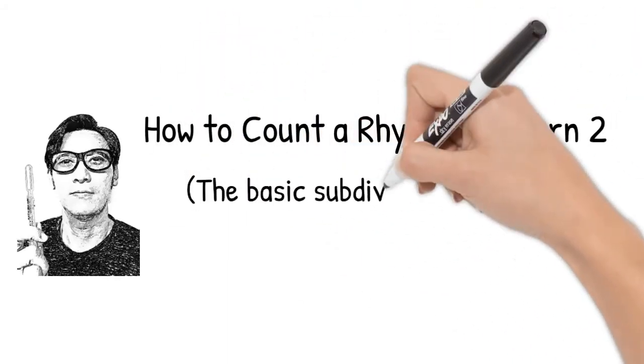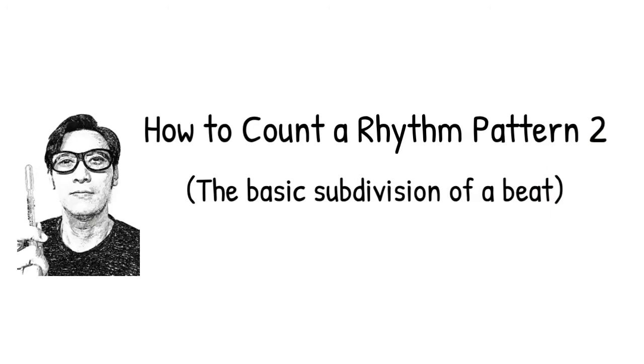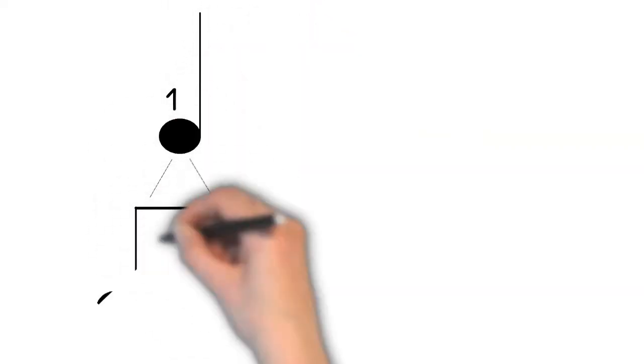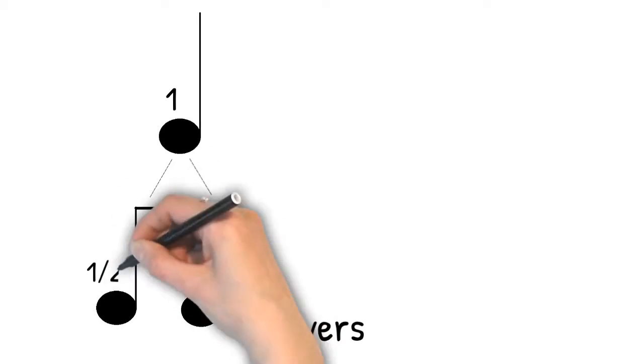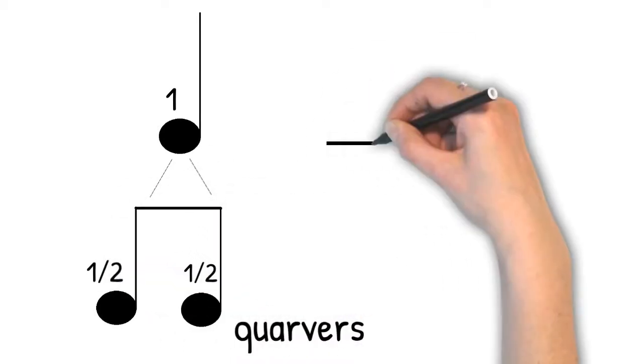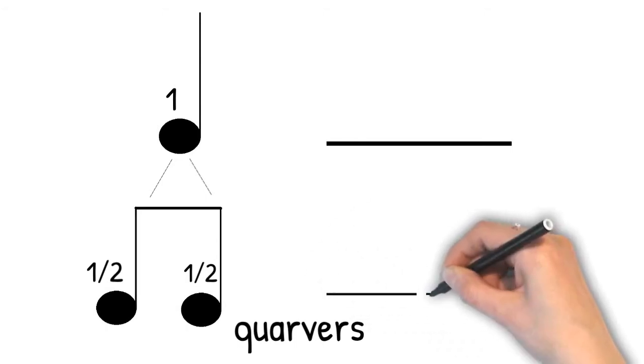How to count a rhythm pattern 2. In this video, I'm going to talk about the basic subdivision of a beat. For example, a crotchet, which has a duration of a count, can be divided into two quavers, with each of them equal to half of a count. If they are to be represented by the length of a line, it will look like this.